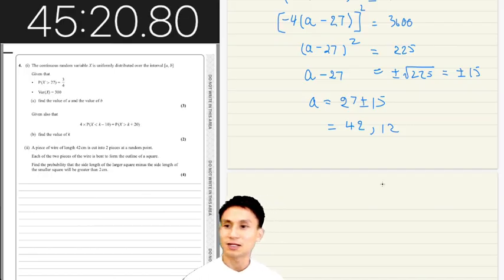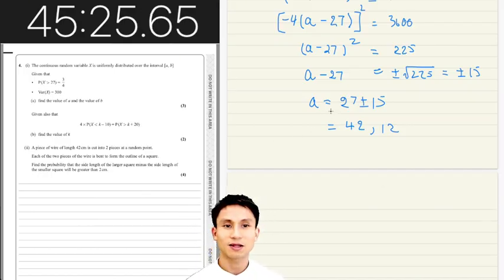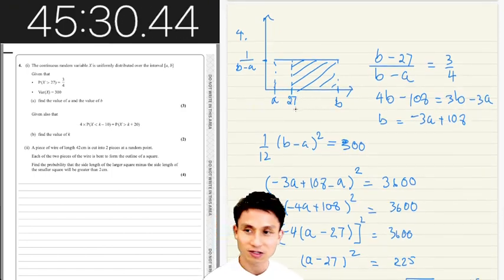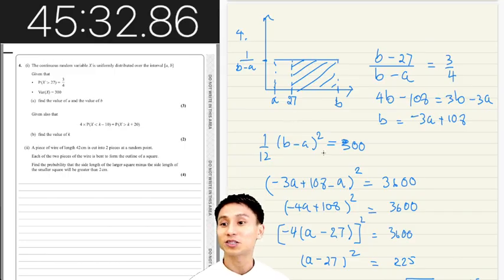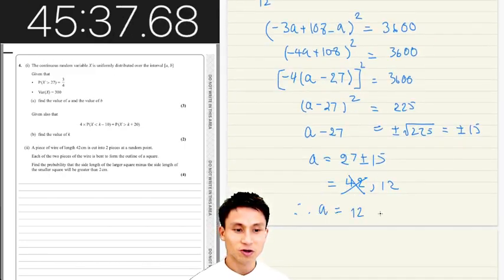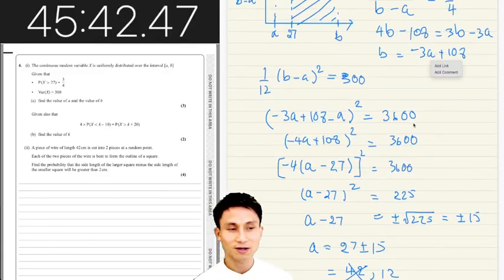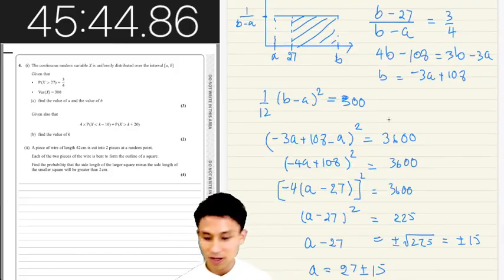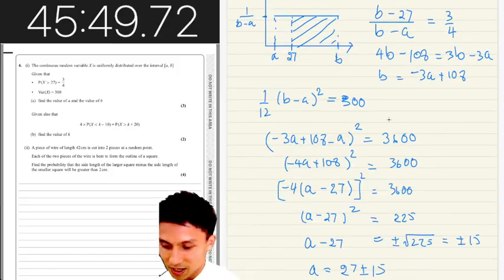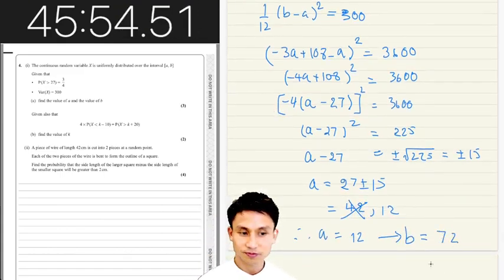Now, does it make sense? If a is 42, that's not possible because 27 would be out of the range, out of the interval. So a must be something less than 27. So we're going to reject that, and we conclude that a is therefore 12. That means b is equal to, substituting in maybe this one, if a is 12, so that would be 108 minus 12. Sorry, 36, because you got to times 3 first there. So b would be 72.